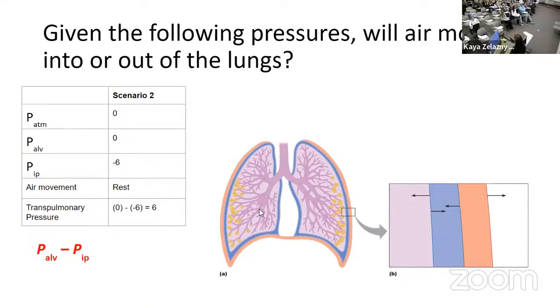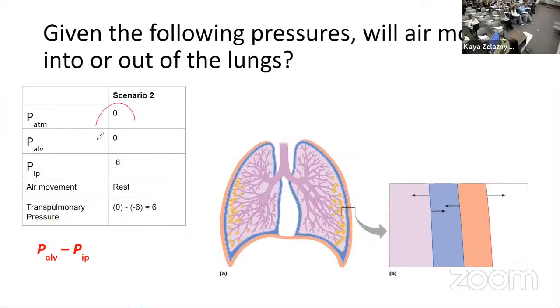Finally, we do see some situations where we have reached equilibrium between the atmosphere and the alveoli. So when they're at the same pressure, we are not going to see movement of air at that particular point because we don't have a pressure difference there. Okay, so we don't have a pressure difference, but in this example with these numbers, we do still have a transpulmonary pressure. So we might expect something to change about this soon.